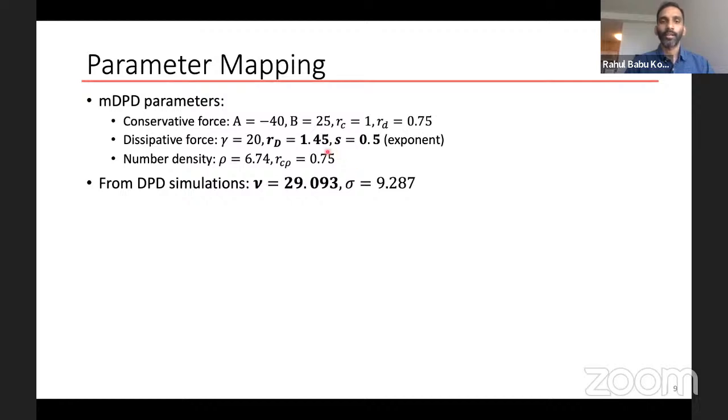I want to highlight these two parameters here: the exponent on the weighting kernel for the dissipative force, and the cutoff for the dissipative force. We alter these so that we can get a high viscosity of the DPD, of the MDPD system.